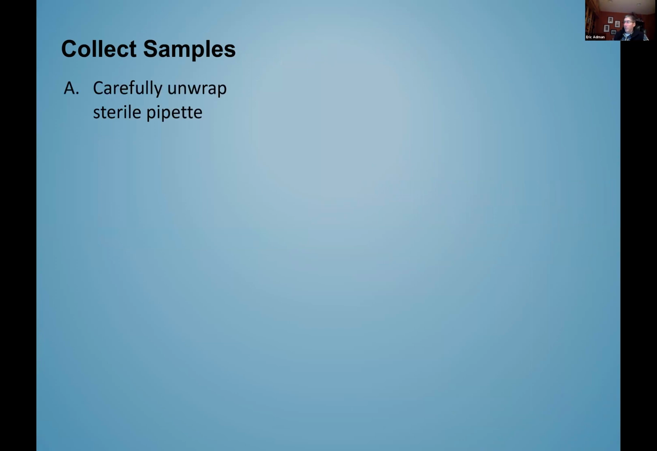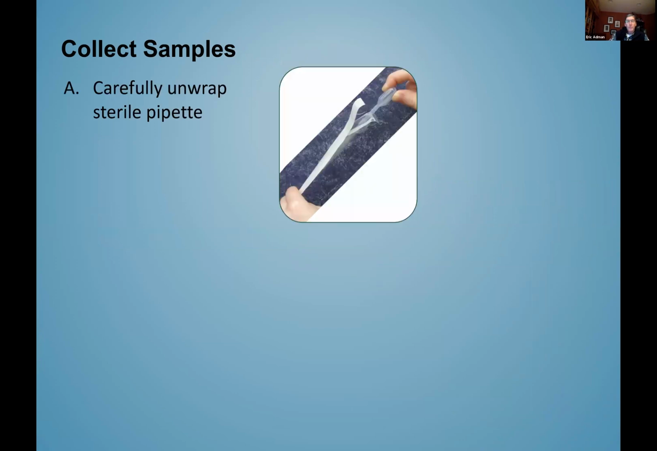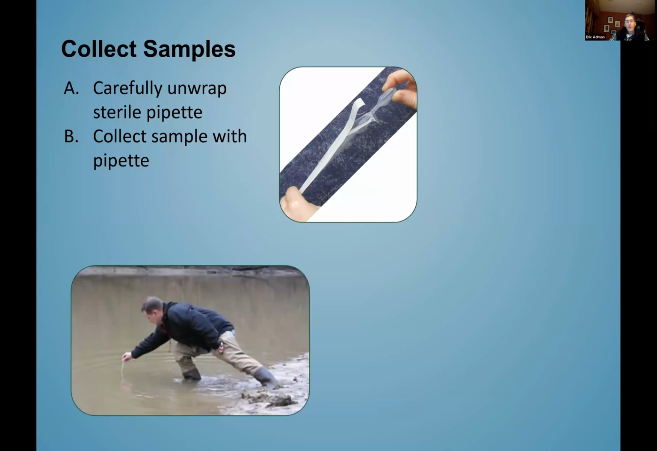Okay, so let's talk about the process of collecting samples. You're at the site. You're going to carefully unwrap a sterile pipette. You're going to use that to collect your sample, and you want to do that upstream from yourself if you're collecting in moving water, or try to avoid disturbing the water that you're collecting, because there can be bacteria in the substrate of a creek, or the sediment on the bottom, and so you may stir it up. If you stir up turbidity, you could affect the result. So you need to be below the surface but not touching the bottom.